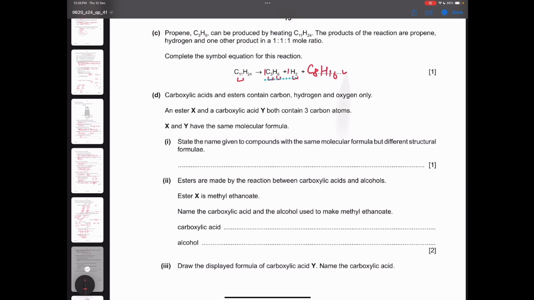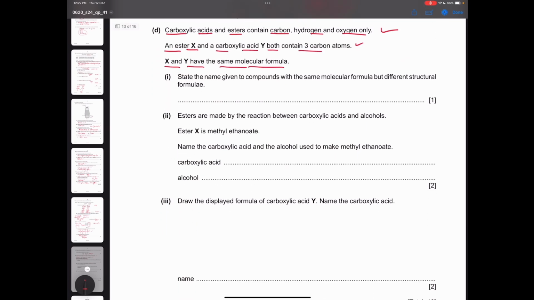This is the answer. Now, carboxylic acids and esters contain carbon, hydrogen, oxygen only, right? An ester X and a carboxylic acid Y both contain 3 carbon atoms. X and Y have the same molecular formula. Alright. State the name given to the compounds with the same molecular formula but different structural formula. These are called structural isomers. This is the definition itself. So these are called structural isomers.